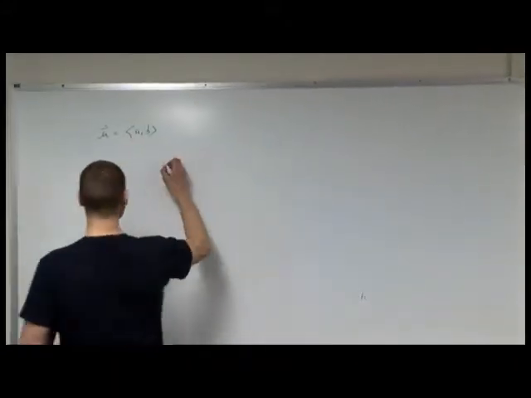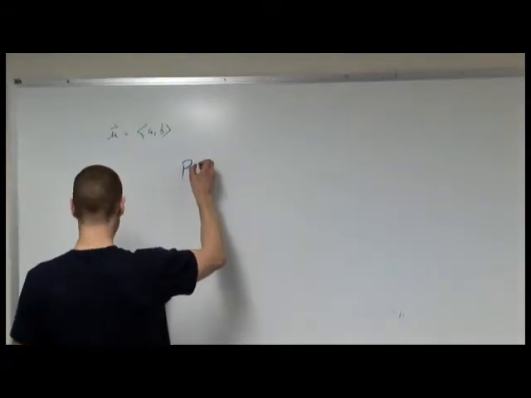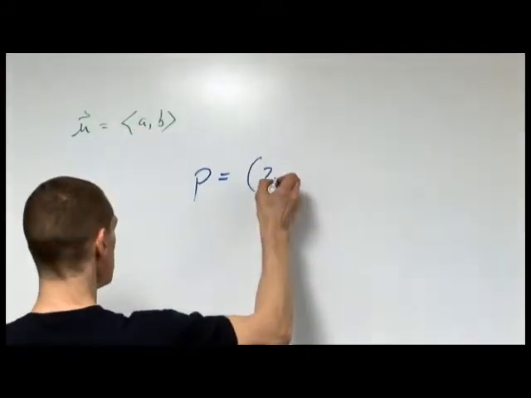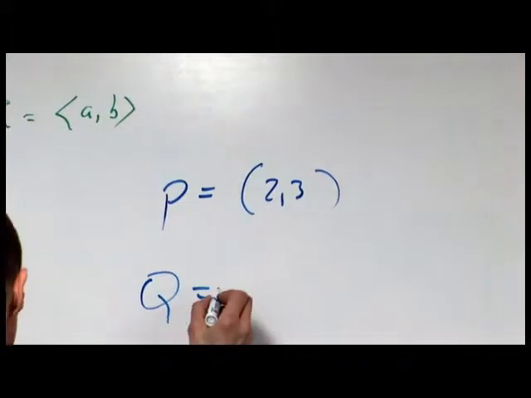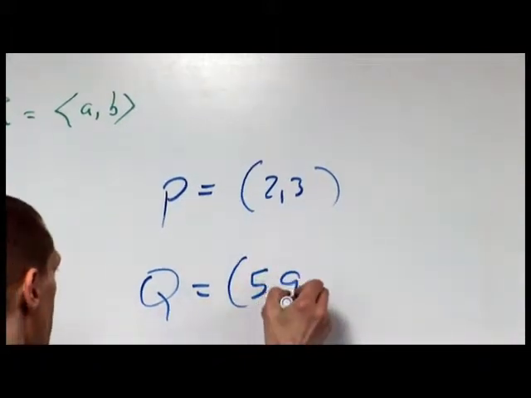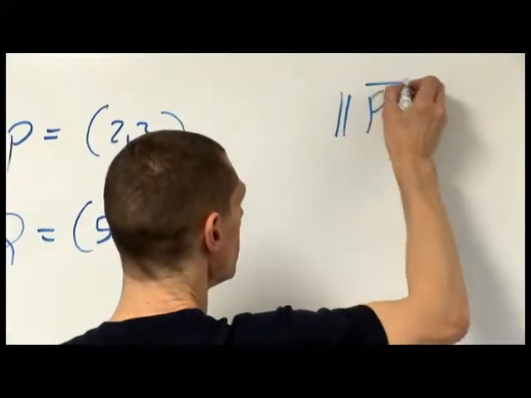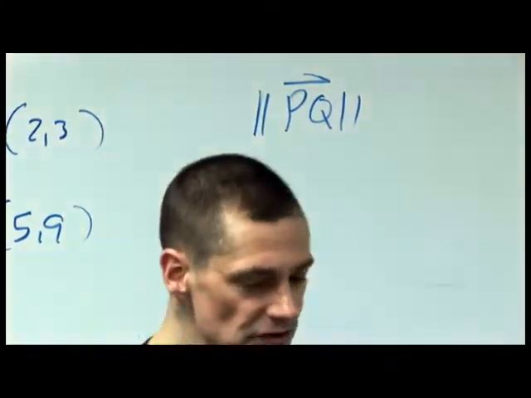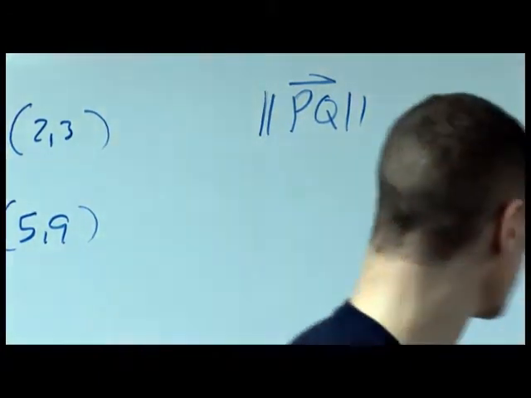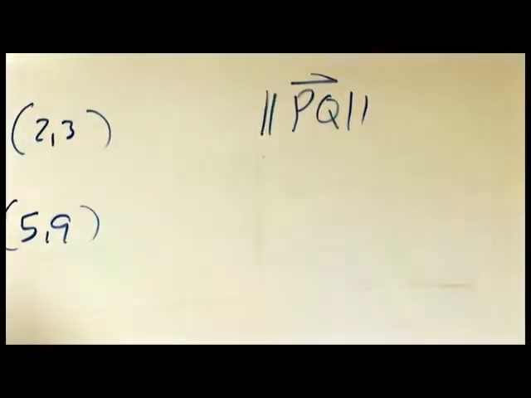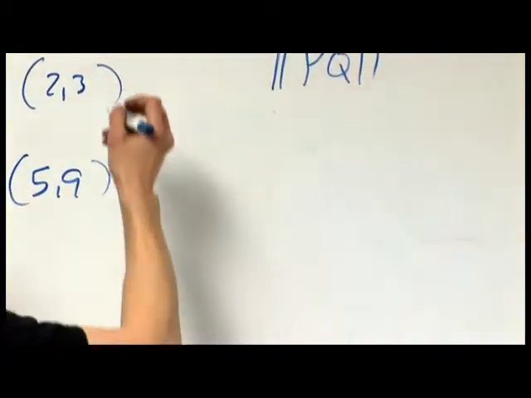It's just too easy. It says the point P in the coordinate plane is the point (2, 3), and the point Q is (5, 9). They want us to find the norm of PQ. Okay, so first, how do we even find the vector PQ? Well, this is the typical thing that we're doing.